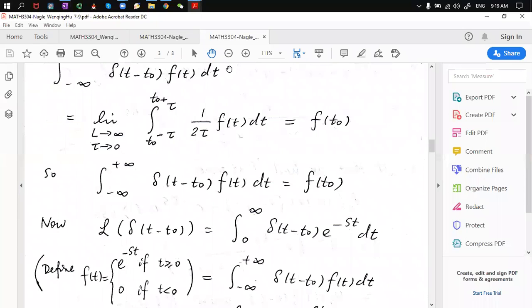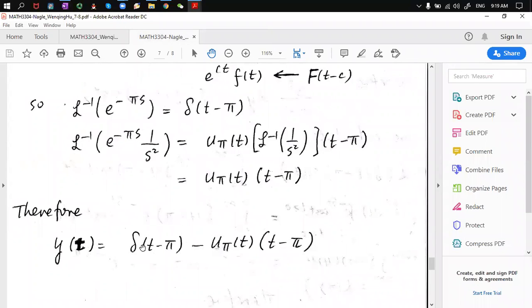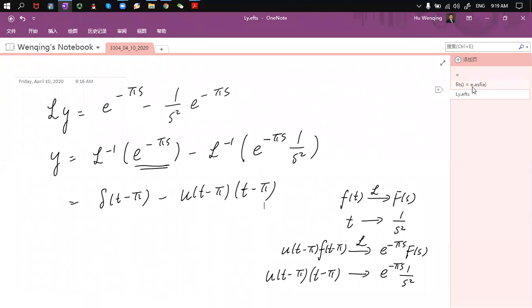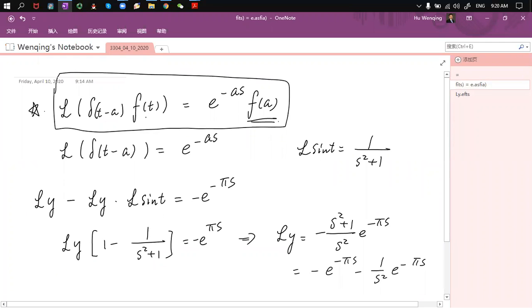So you get your solution y, which is going to be related to the delta function, both the delta function and the impulse function, u pi of t multiplied by t minus pi. So this is kind of an interesting question. It involves a very important line of this table, which has been missed in the table, but it is required that you remember this, right? So the delta function applied to t minus a multiplied by f of t is equal to e power minus as multiplied by small f of a. That's what happens to the delta function under the Laplace transform.